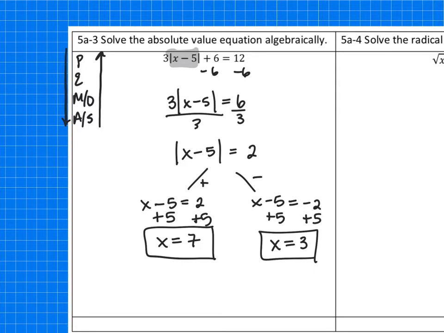So, summing up, again, things you should put in your notes. Get the grouping symbol alone and undo the order of operations. So get rid of addition and subtraction, get rid of multiplication and division, get rid of any exponents, and then deal with the parentheses. So when you're solving, bottom up.